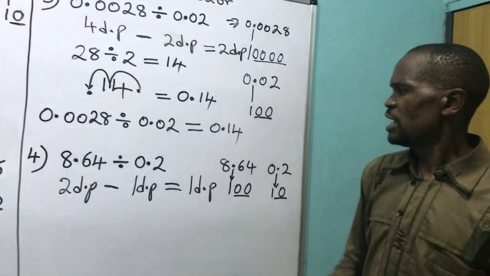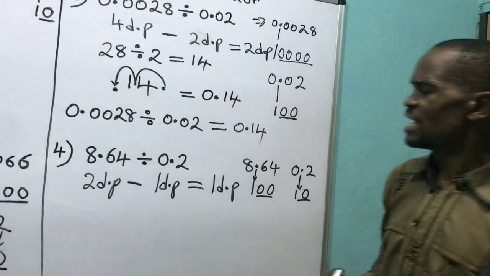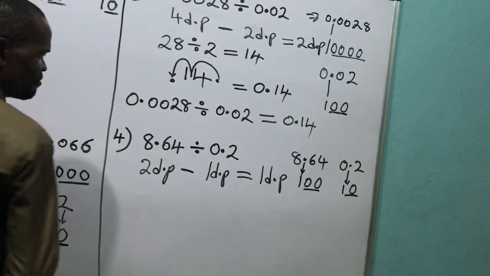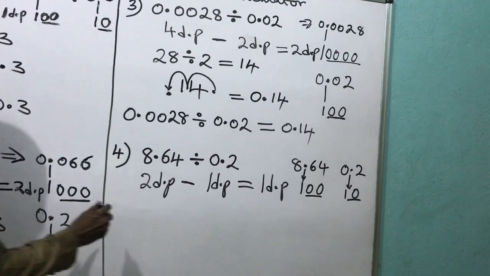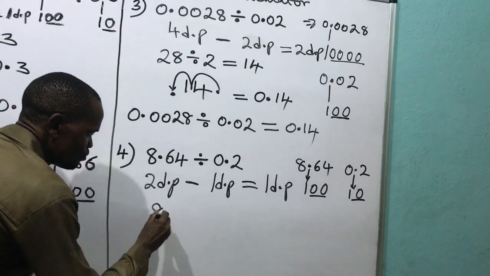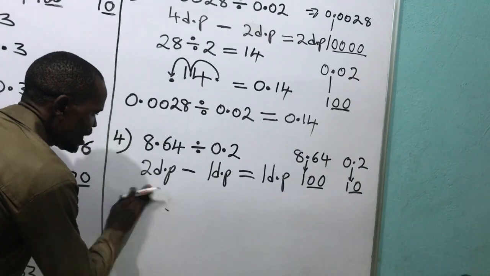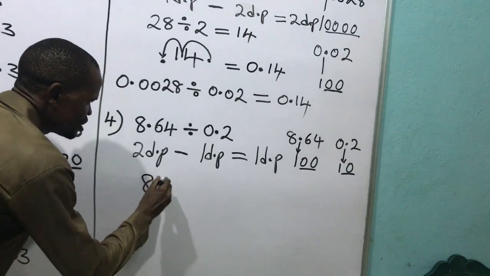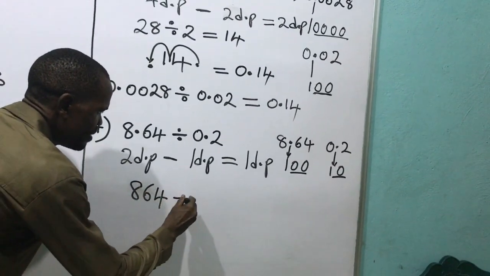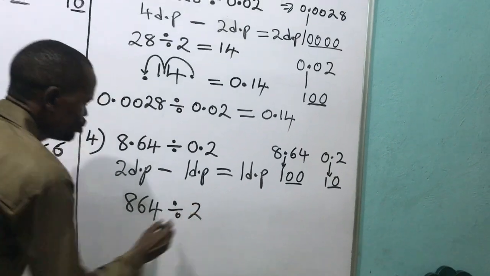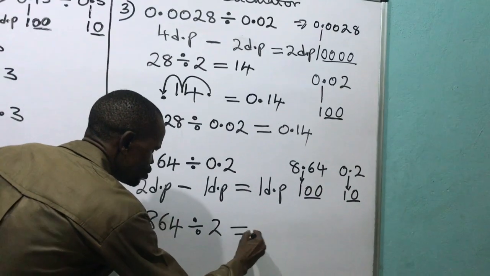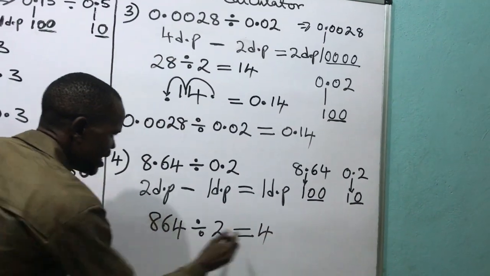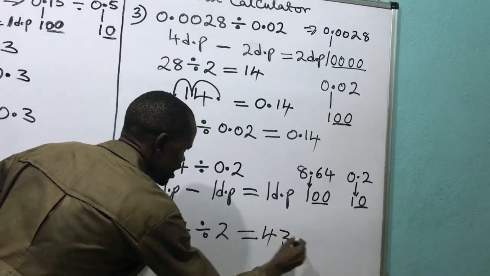Then I'm going to divide this as if they are not decimal fractions. I will have 864 divided by 2. 864 divided by 2 will give me the answer: 4, going over here, 3, and going over here will give me 2.